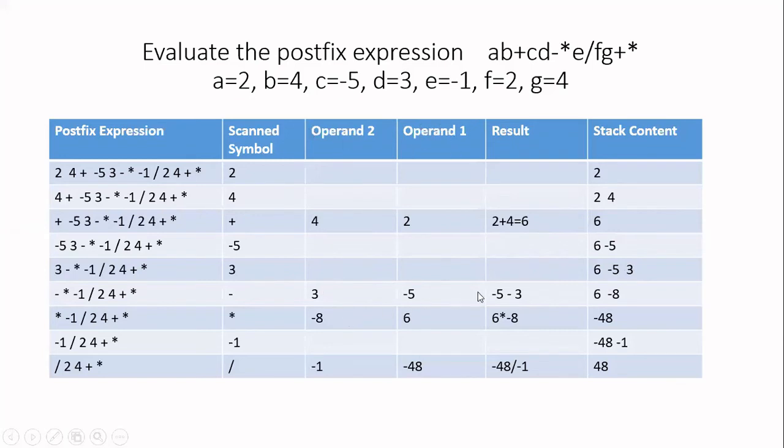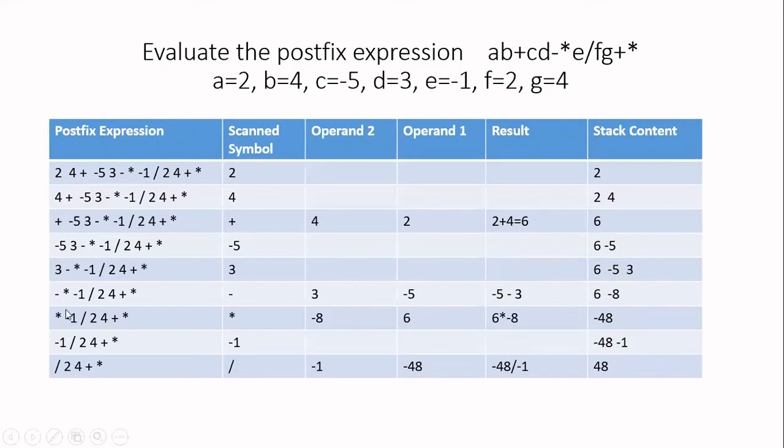So now you apply the operator. First take -5, then take the operator, then take 3. Okay, the formula is operand 1, operator, and operand 2. So I have -5 minus 3. So the answer is now -8. Push -8 onto the stack. Previously, we had removed -5 and 3. So you will be having only 6 on the stack. I am pushing now -8.